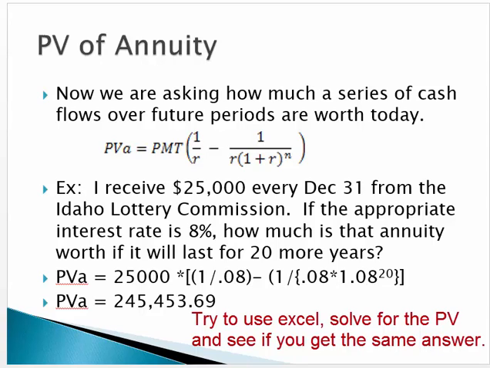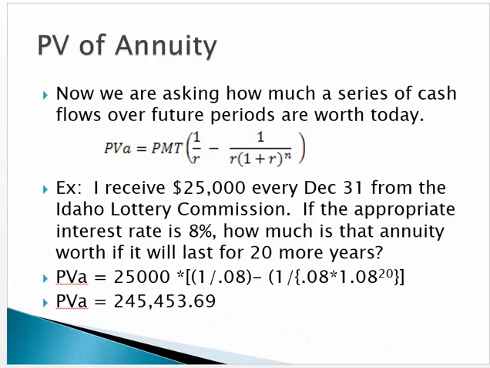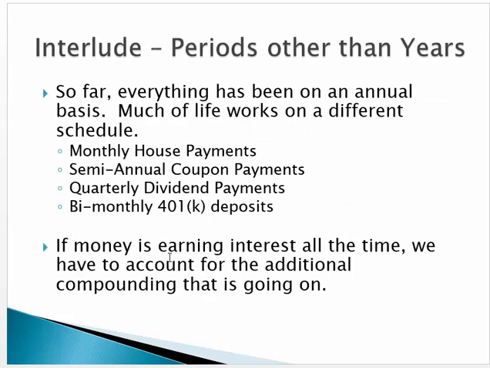Now notice, if I just added up all the checks over 20 years, that would be a total of $500,000 in receipts. But in today's dollars, in today's money, with a discount rate of 8%, that's really only worth to me the amount of $245,453. And let's take a little aside and look at doing calculations with periods other than years.